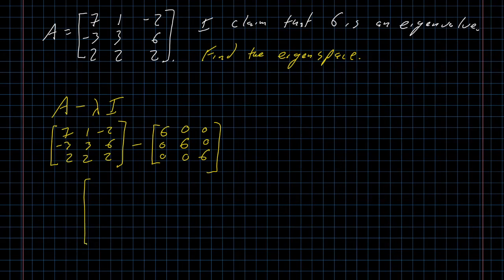7 minus 6 is 1. 1 minus 0 is 1. And negative 2. Negative 3. Negative 3. 6. 2. 2. Negative 4. This is a computation you're going to do often enough that you'll realize that you can do it without having to write everything down relatively quickly. All right, so this is the matrix that we want to find the null space for.